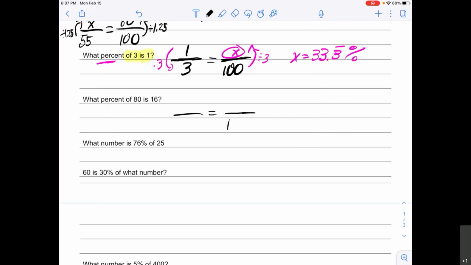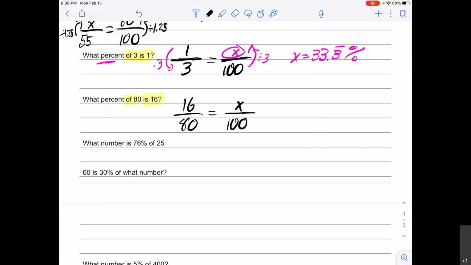So filling this in, I know 100 always goes on the bottom right. I see "of 80." That means that 80 is the whole. Next I see "is 16." 16 is the part. That means my x is the percent over here.